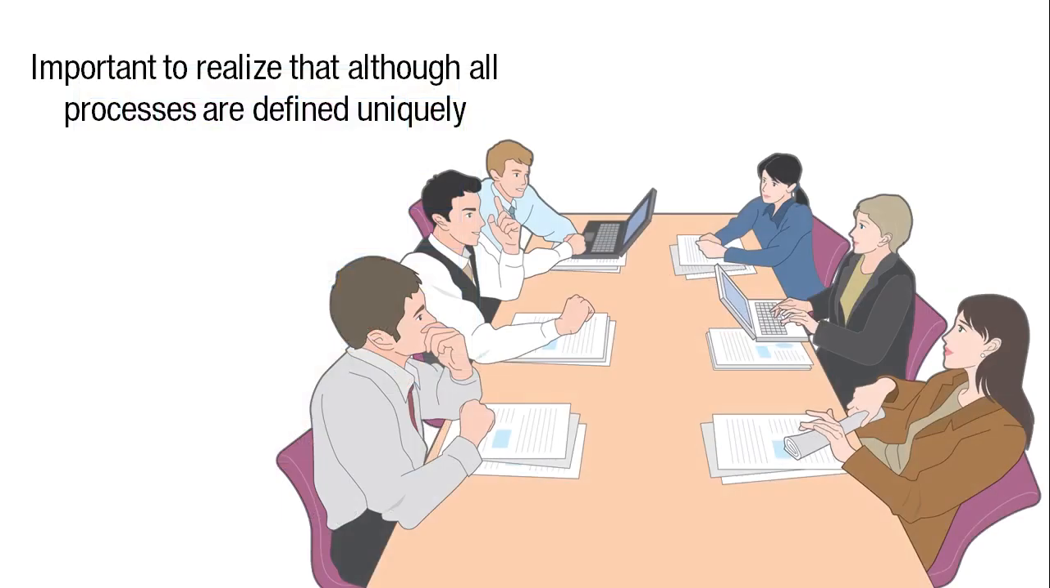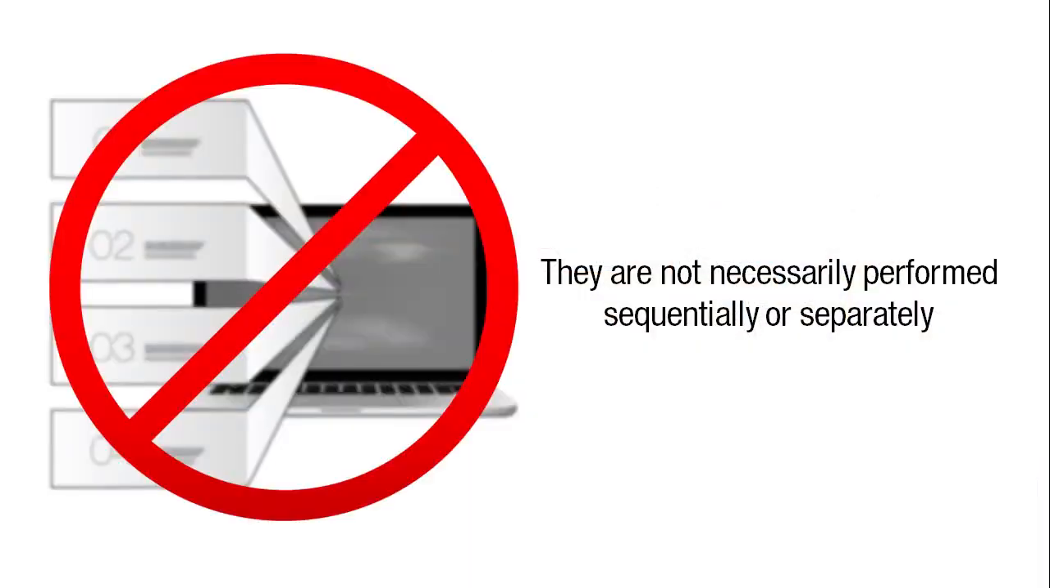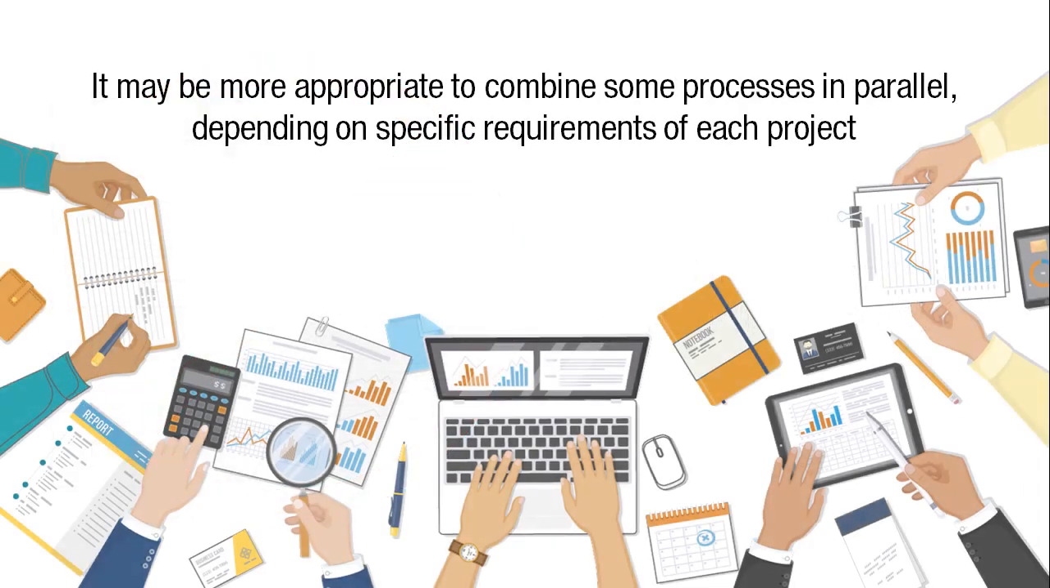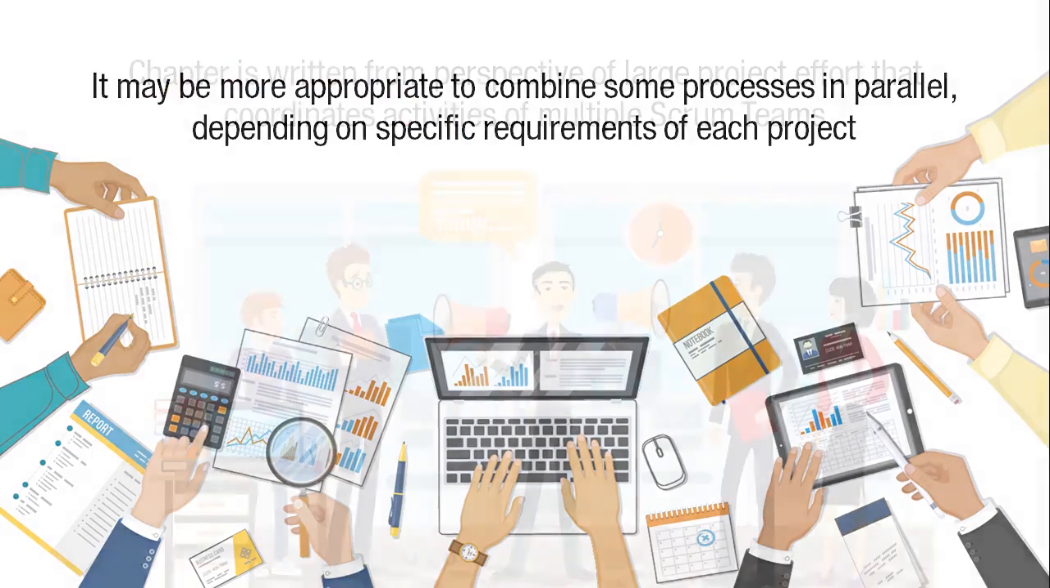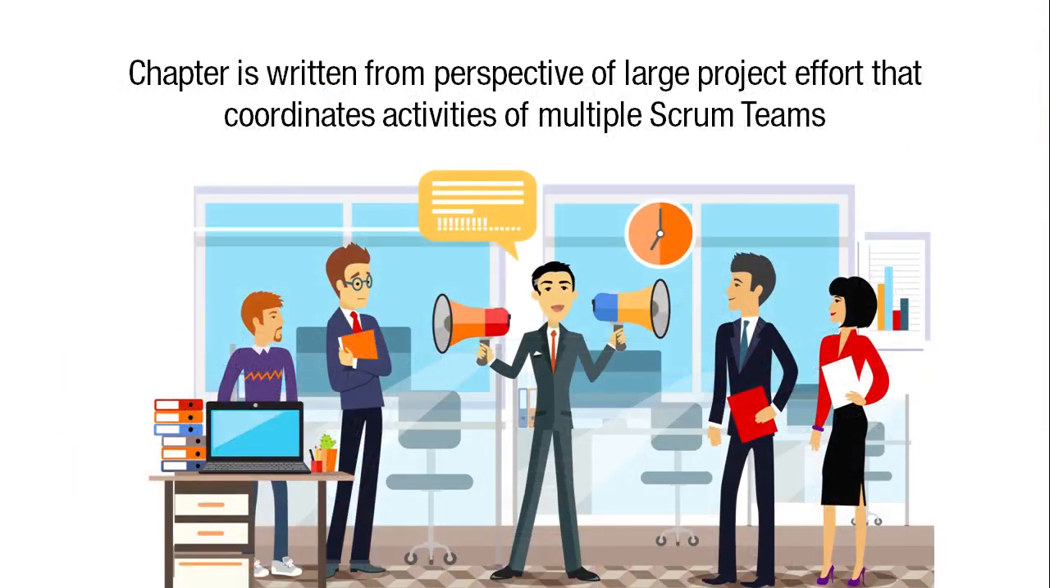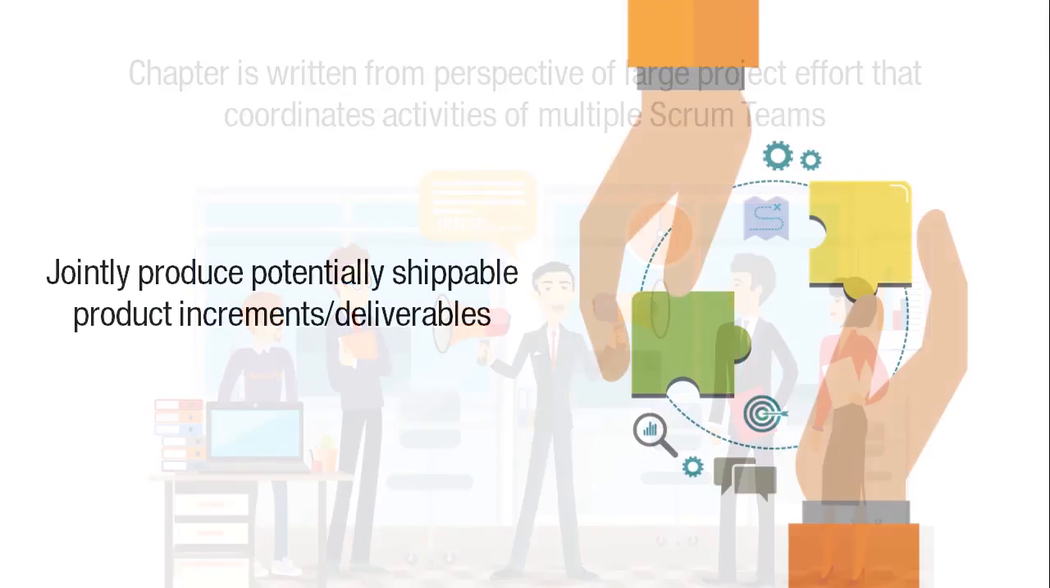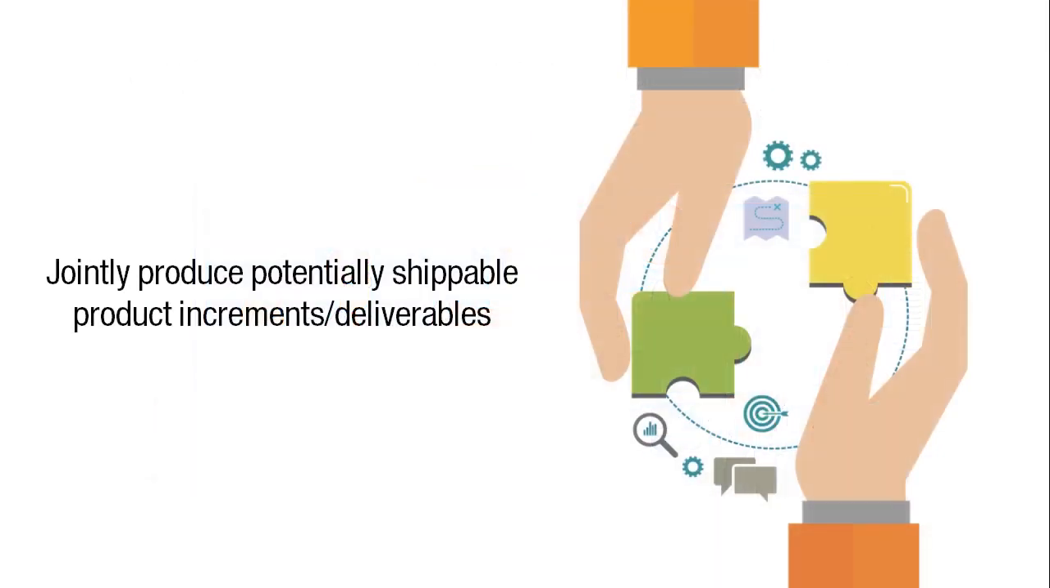It is also important to realize that although all processes are defined uniquely in the SBOK Guide, they are not necessarily performed sequentially or separately. At times, it may be more appropriate to combine some processes in parallel, depending on the specific requirements of each project. This chapter is written from the perspective of a large project effort that coordinates activities of multiple Scrum teams to jointly produce potentially shippable product increments, deliverables.